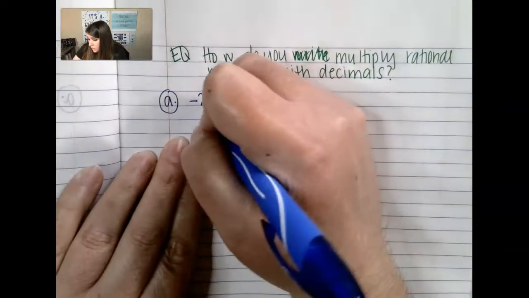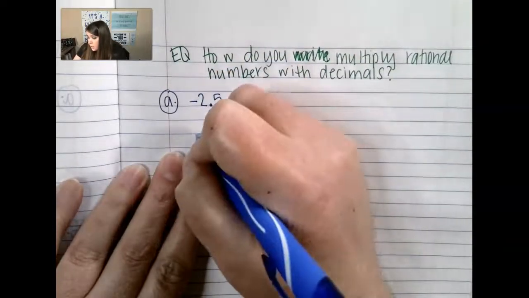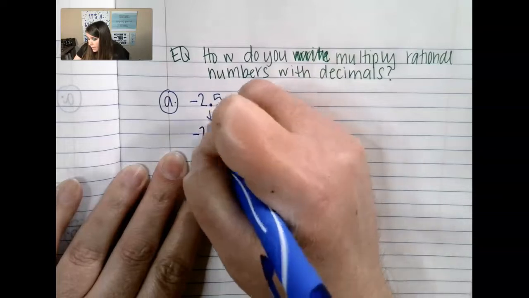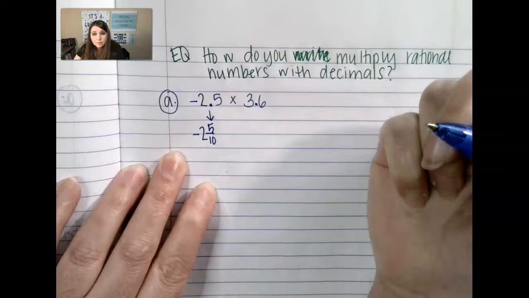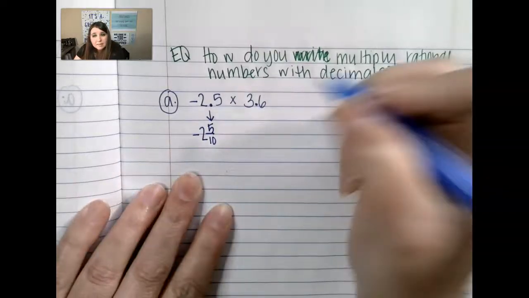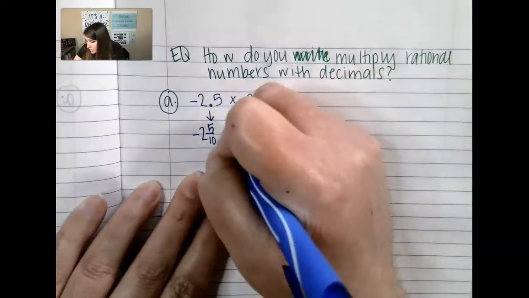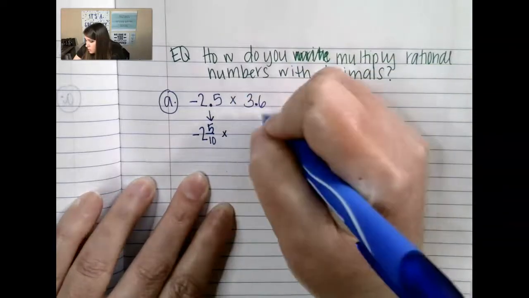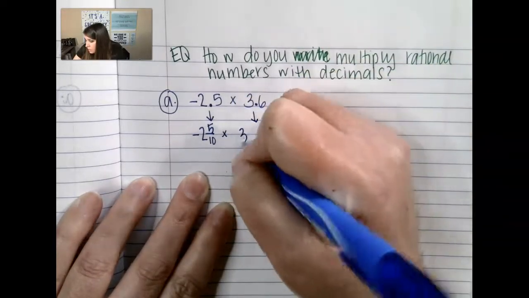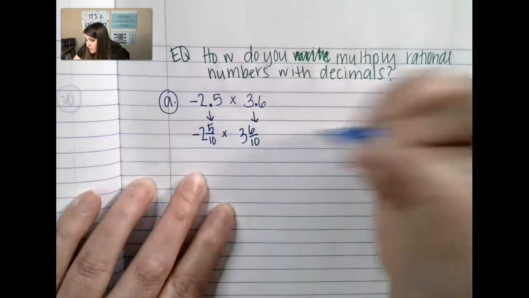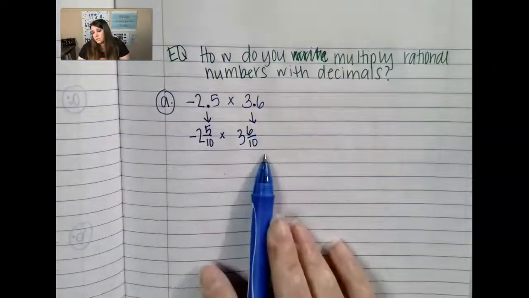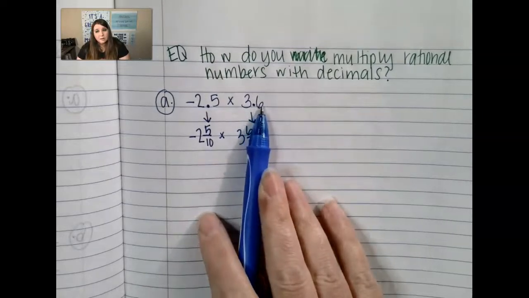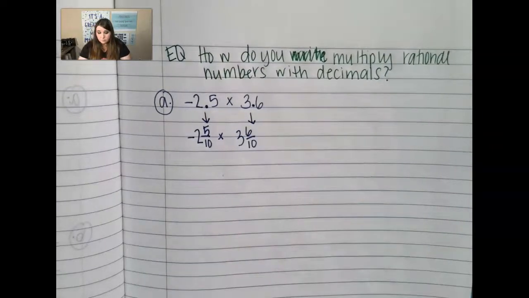So let's take this one and convert it to a fraction. This looks like negative 2 and 5/10. I'm going to keep it as 5/10 because this number is in the tenths place. Now I'm going to do this one, and this one looks like 3 and 6/10. So I've converted both of these into fractions just by reading the decimal as tenths. This is just like when we were adding or subtracting rational numbers that were fractions.